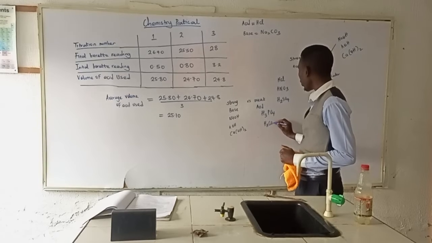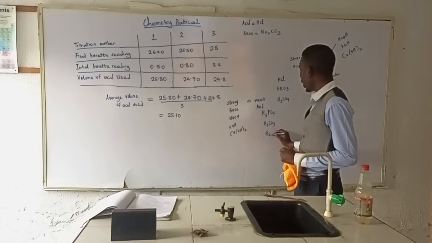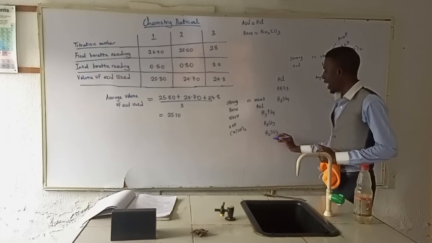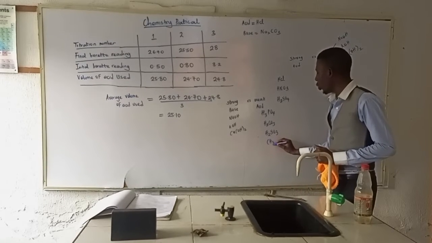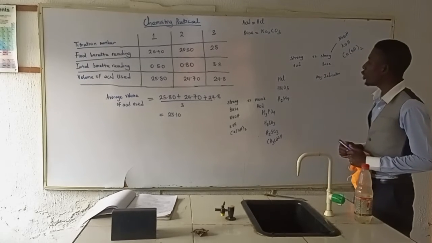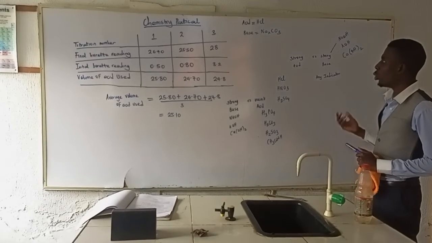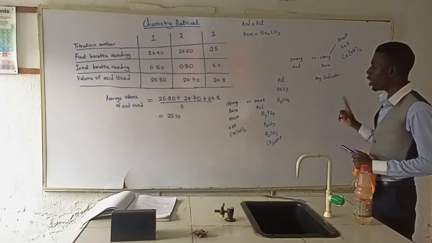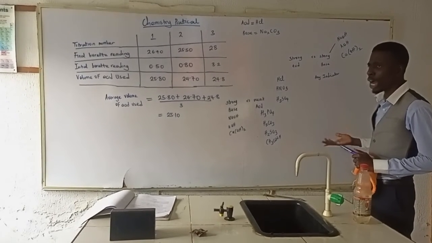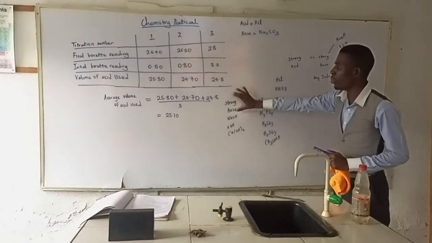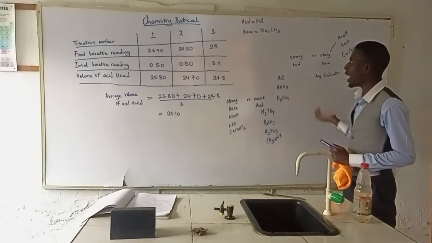Now when we are talking about weak acid, H3PO4, H2CO3, H2SO3, all these are examples of what? Weak acid. Ethanoic acid, CH3COOH. All these are examples of what? Weak acid. Anytime you have a strong base and a weak acid, you can make use of what? Phenolphthalein. That is the only suitable indicator. They can ask you why are you making use of phenolphthalein? Because it is a reaction between a strong base and a weak acid.